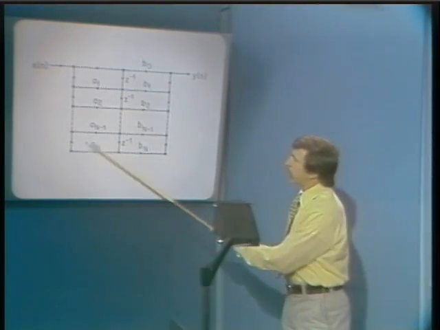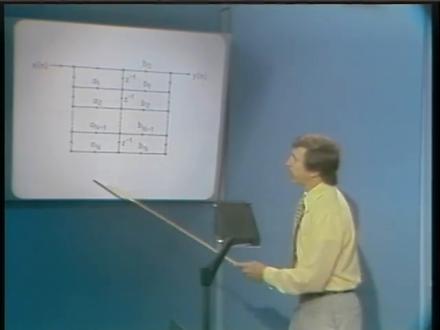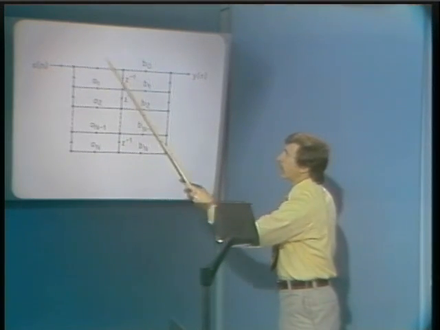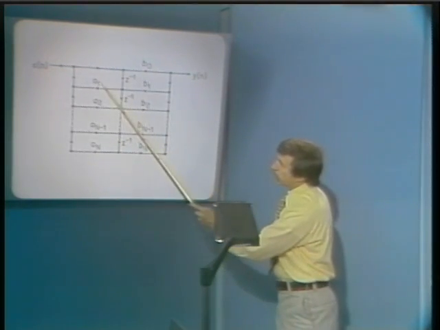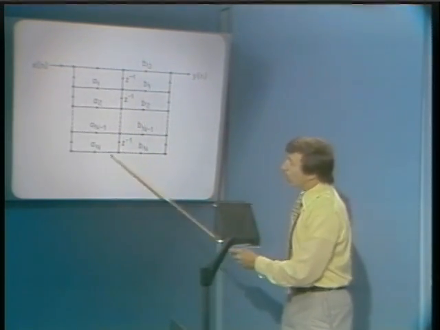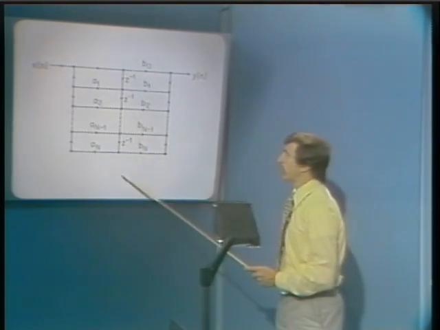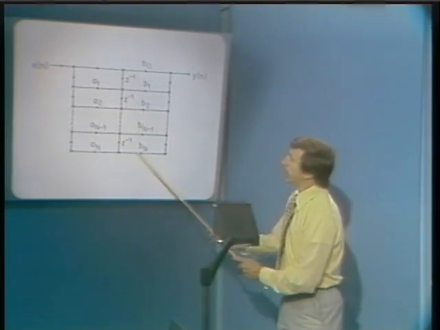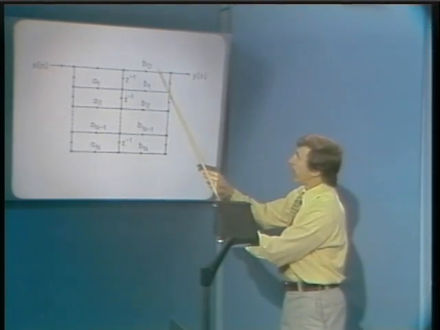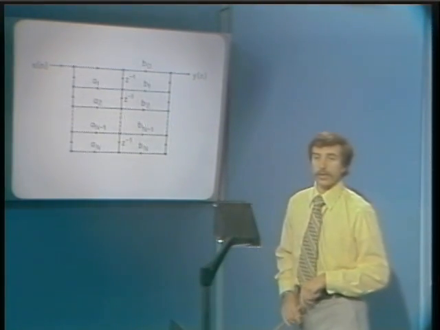Let me remind you again that this system, as it's implemented, is basically a cascade of the system poles, those are the A's, or the polynomial that this implements corresponds to the poles, followed by an implementation of the zeros, and it's the B's that control the zeros.